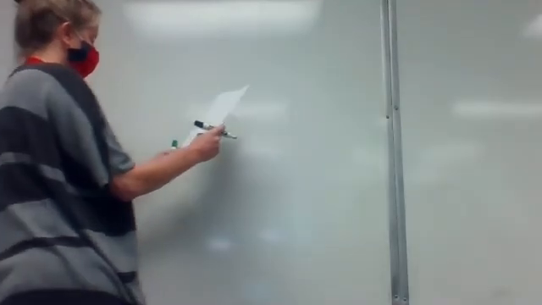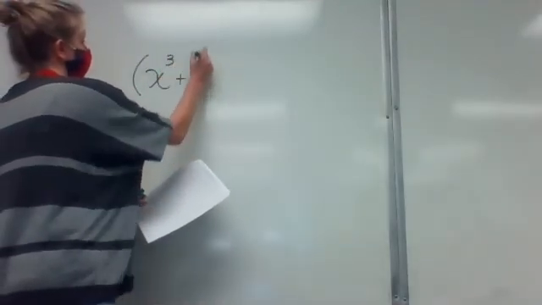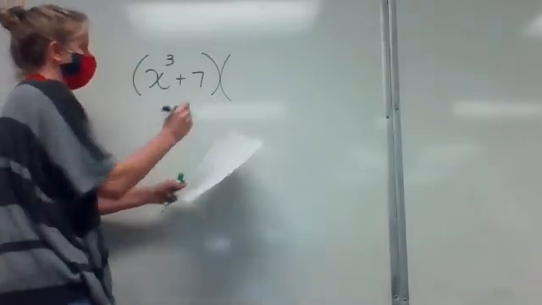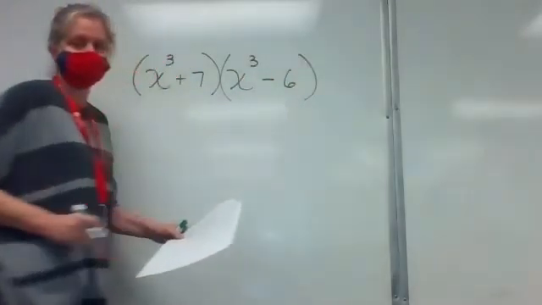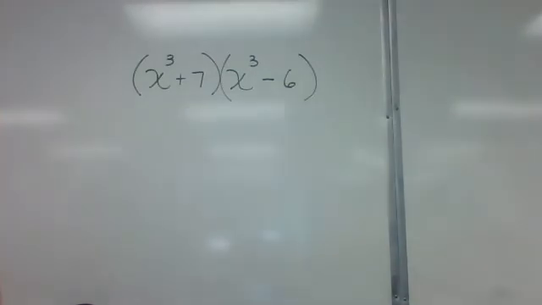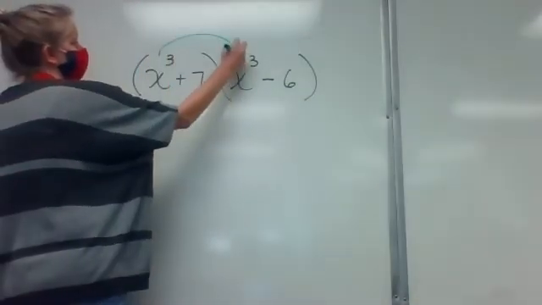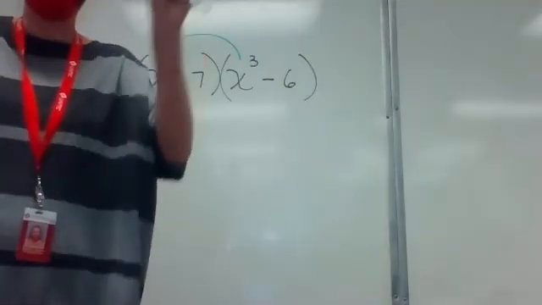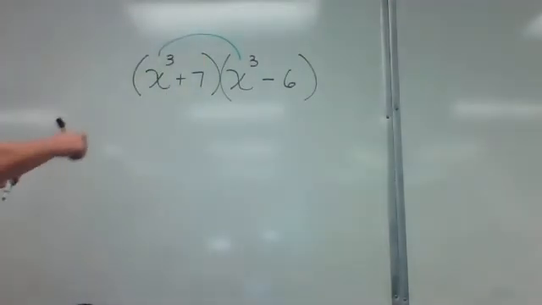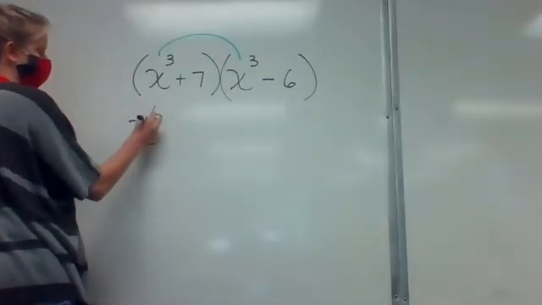Number 22, x to the third plus 7 times x to the third minus 6. So I'm going to FOIL. So my first, x to the third times x to the third. Remember, if you're multiplying the same letters together, you're going to add their exponents. So let's see, x to the third times x to the third gives me x to the sixth.